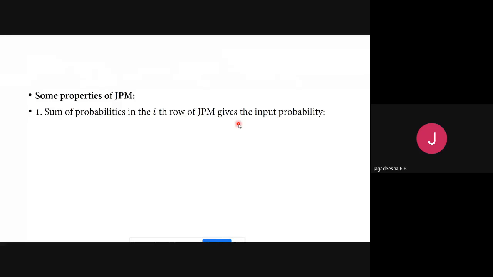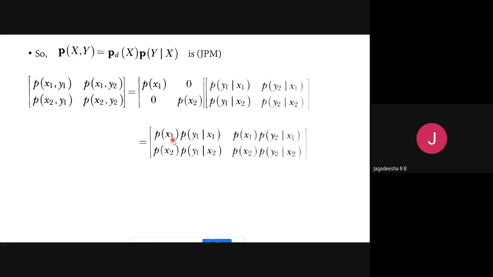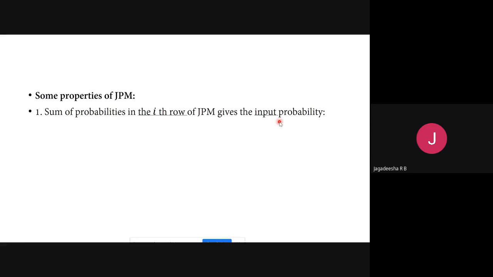Now, that is how you find out the JPM, joint probability matrix, given the input probabilities. And then we will see some of the properties of JPM. The sum of probabilities of the ith row of JPM gives the input probability. Is it so? The ith row, this row, right? That should give us the input probabilities.